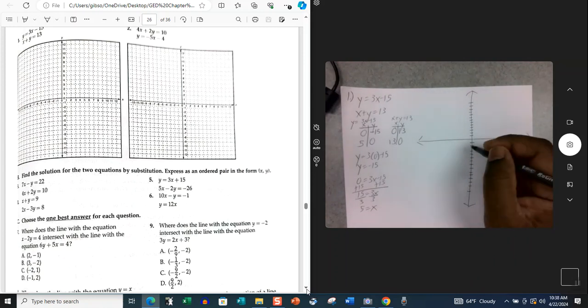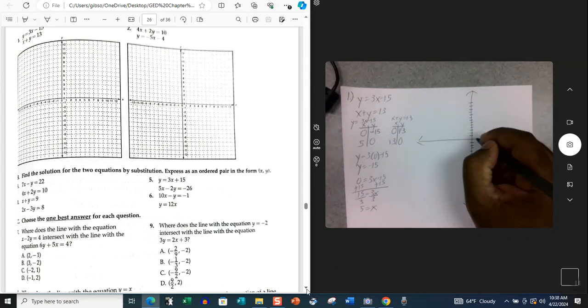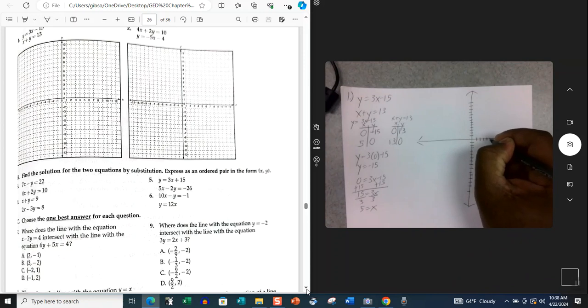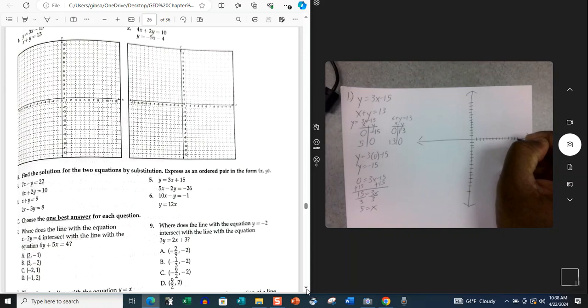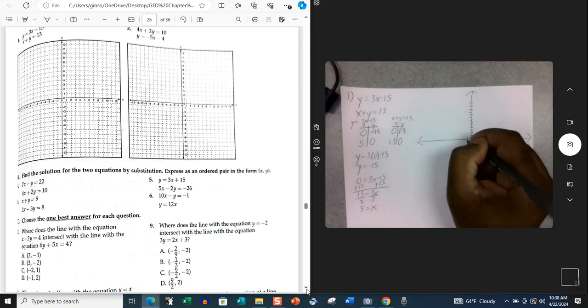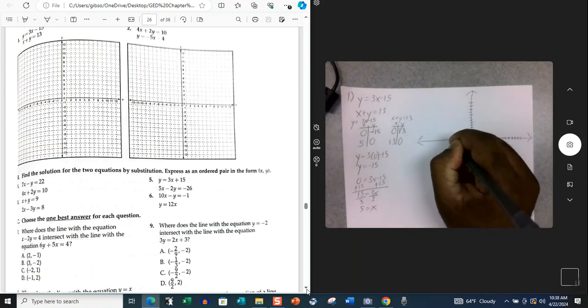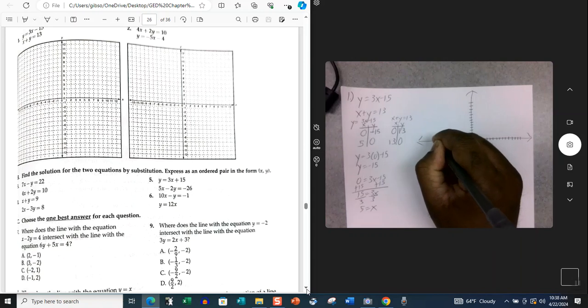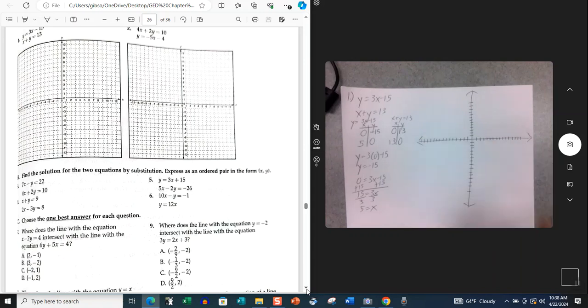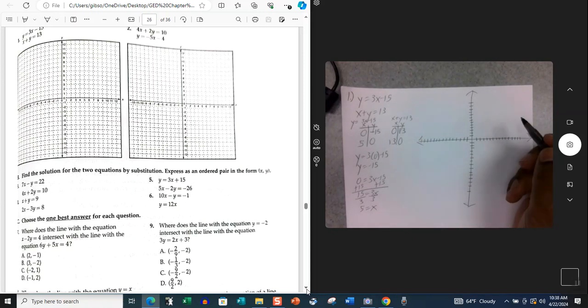Now with the x's, we have 13 positive: 1, 2, 3, 4, 5, 6, 7, 8, 9, 10, 11, 12, 13, 14. And we can go on, 1, 2, 3, 4, 5, 6, 7, 8, 9, 10, 11, 12, 13, 14, 15. Okay, now we can graph this.